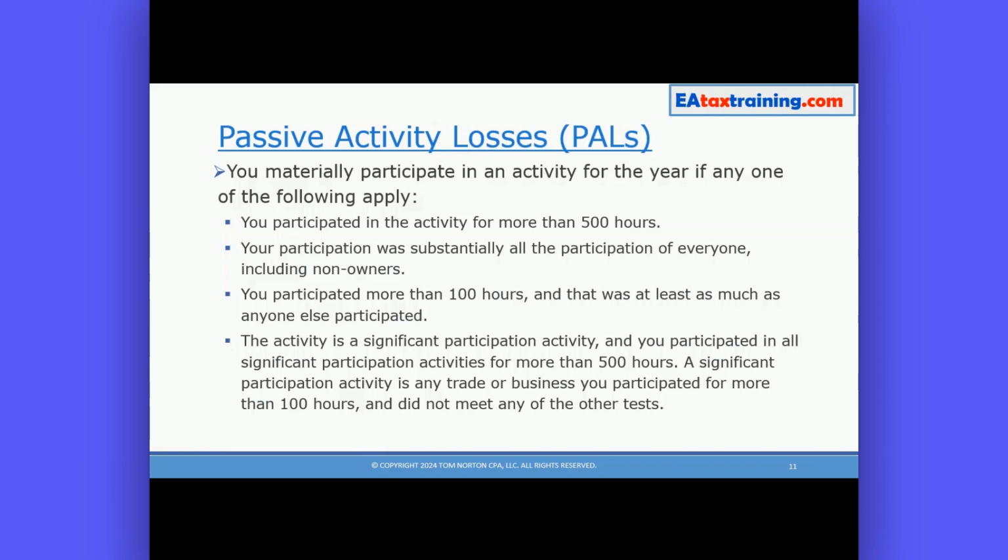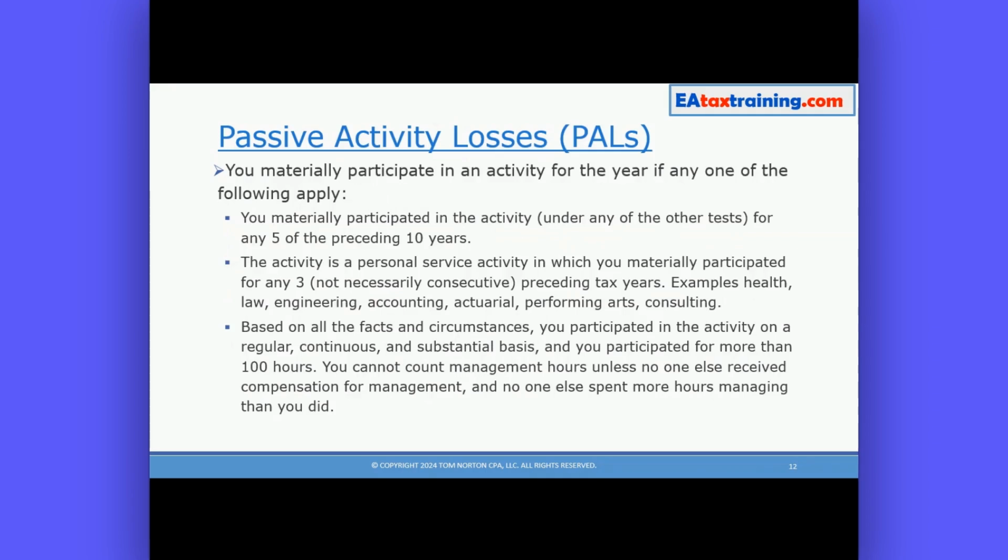So that's a total of 550 hours. So you met the 500-hour rule. You did at least 100 hours in each activity, so you're good there. And let's just say you did not meet any of the other tests. So in that case, you would qualify under this particular test, the significant participation activity test.